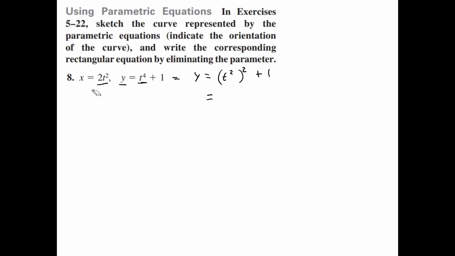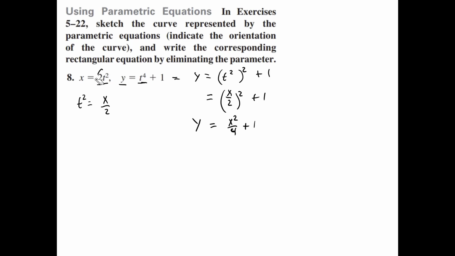And so then we can take this equation and solve for t squared. So t squared is x divided by 2. And so then we can substitute the t squared with x divided by 2 squared plus 1. And so then this will be x squared over 4 plus 1. And that's just the parabola.